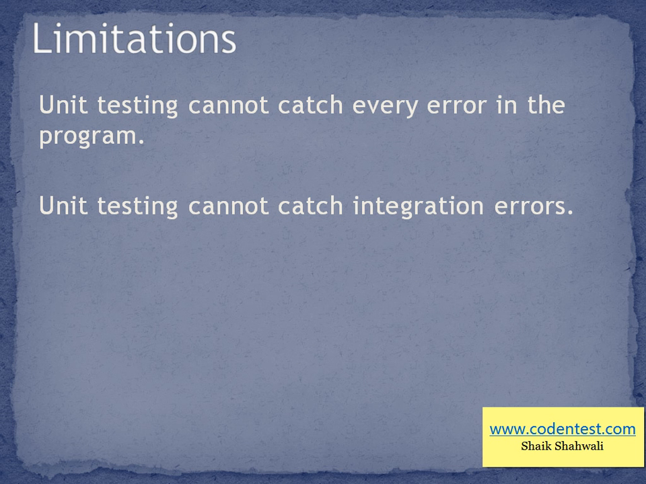And unit testing cannot catch integration errors. This is because in unit testing only the individual units are tested. So unit testing cannot catch integration errors such as functions or actions performed across multiple units, or actions performed across multiple modules or screens. So such errors we cannot find using unit testing.